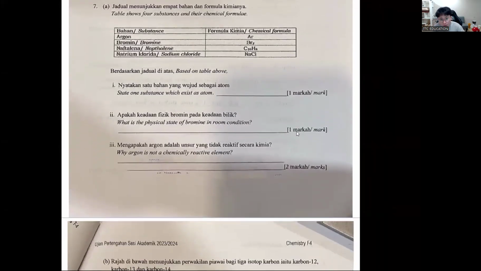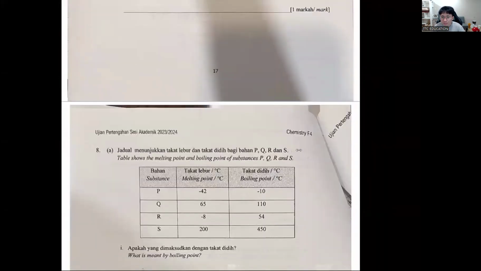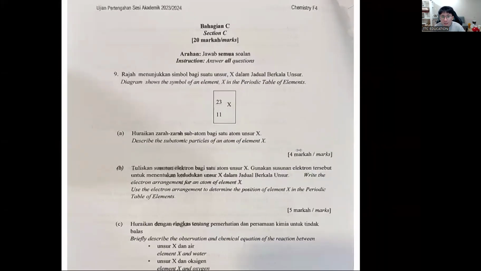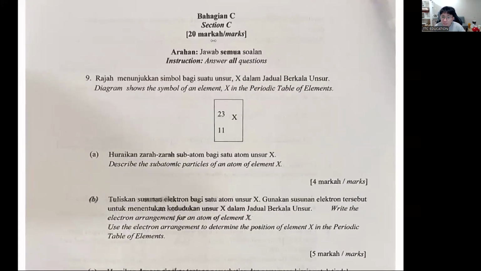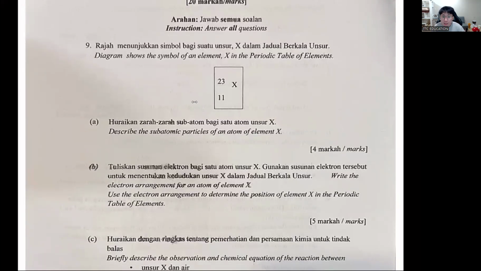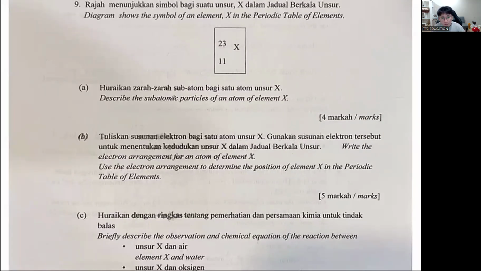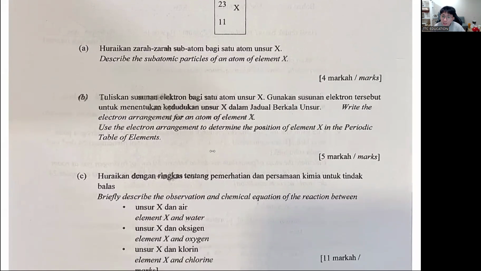No? Say, my teacher, what if we're gonna have essay? How to write essay? This is where we're gonna see something like this. Okay, let's say if I flip to bagian C, bagian B and bagian C might be an essay. Okay, so they describe the subatomic particle. What is subatomic particle? Proton, how many electron, how many neutron, and other stuff. And then write the electron arrangement. Okay, use the electron arrangement, determine the position. Guys, what's position? What is the group? What is the period? Okay, and then explain.